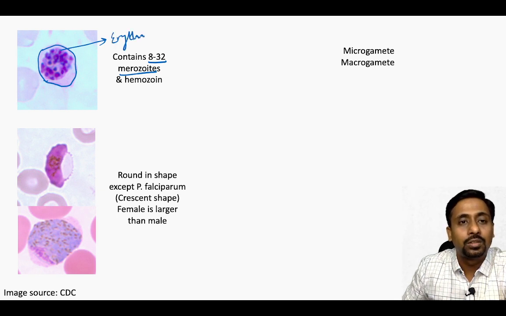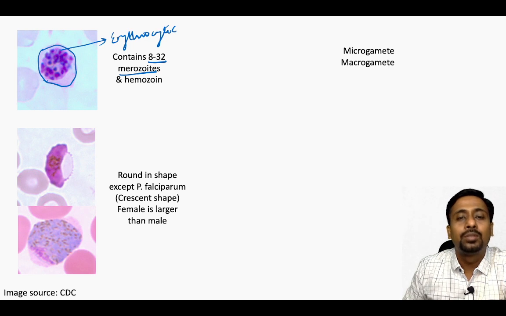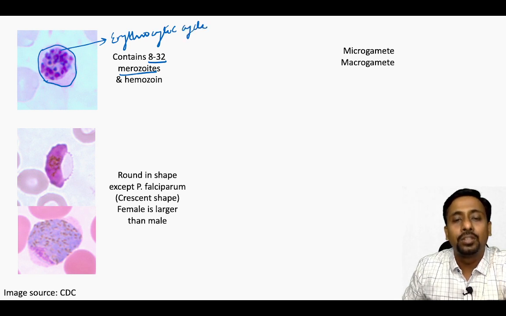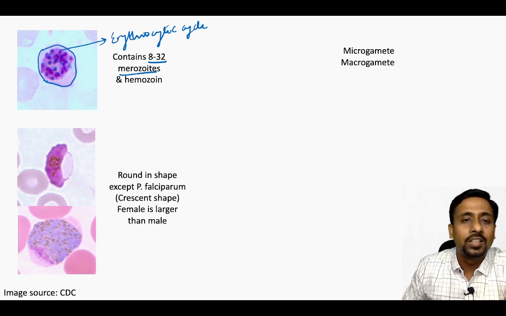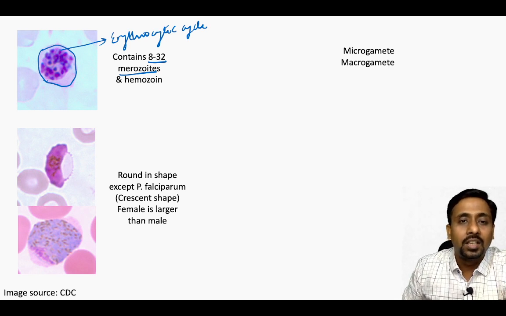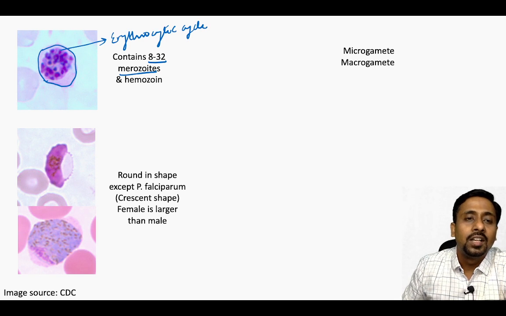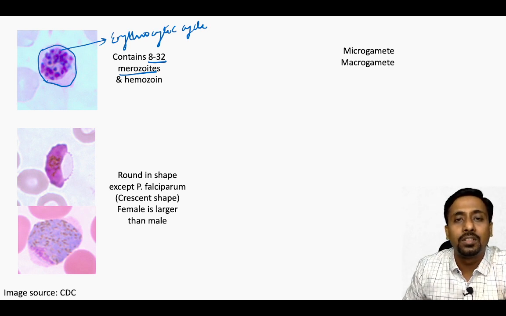Schizonts are of two types. If you know the life cycle of malaria, you must remember that the schizont is produced two times in the life cycle of malaria. One is during the erythrocytic cycle and one is during the exoerythrocytic cycle, which occurs inside the liver cells. So one is the erythrocytic stage and one is the hepatic stage, or erythrocytic schizont or hepatic schizont. The difference is that the hepatic one occurs inside the hepatocyte and this occurs inside the RBC, and the number of merozoites, particularly in the hepatic case, is in thousands, 4,000, 5,000 merozoites.